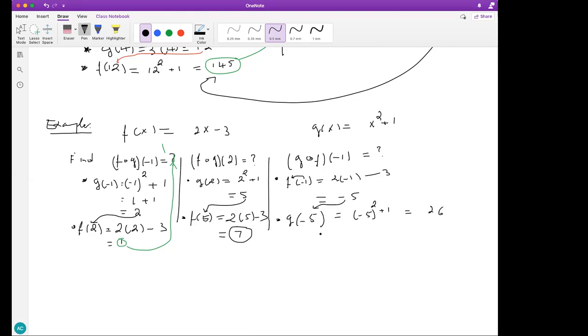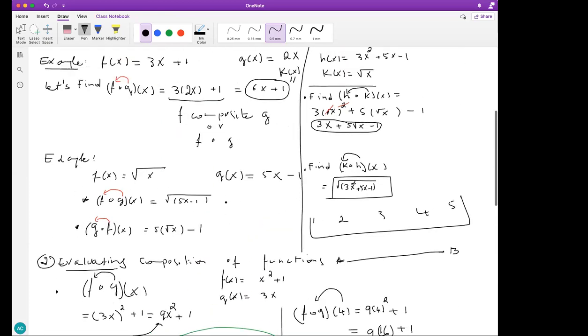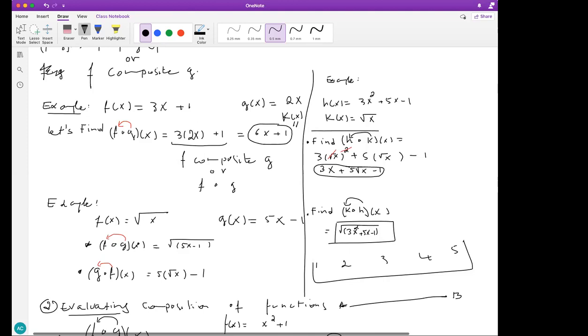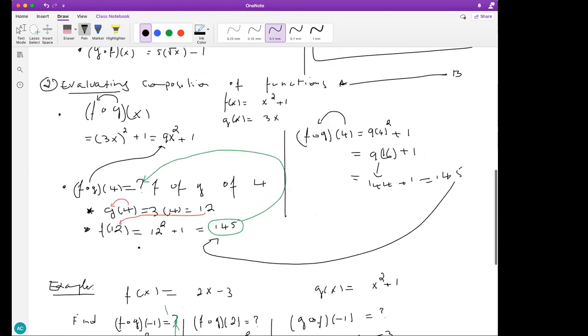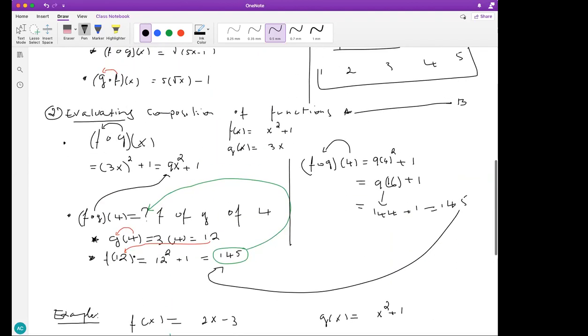Again, make sure you use the right functions. Make sure you know what you're looking for. If it says find and you have X here, that means you have to plug one function into the other. If you have a specific value, you don't need to plug one function into the other, you can evaluate it twice like we did. You can use either way. You can use this way that takes 2 steps, or if you prefer, you can find the composition first, and that's not a problem.